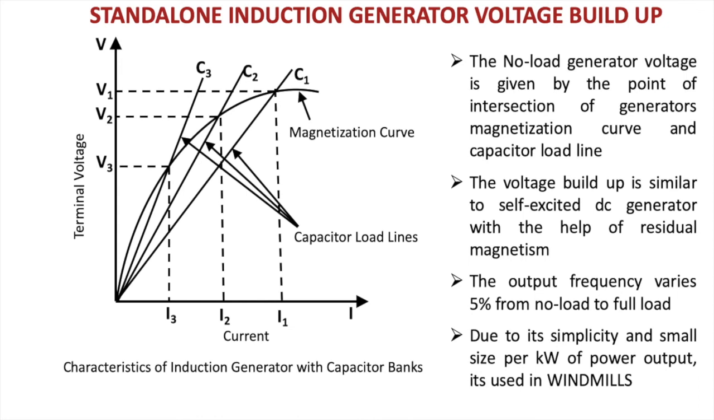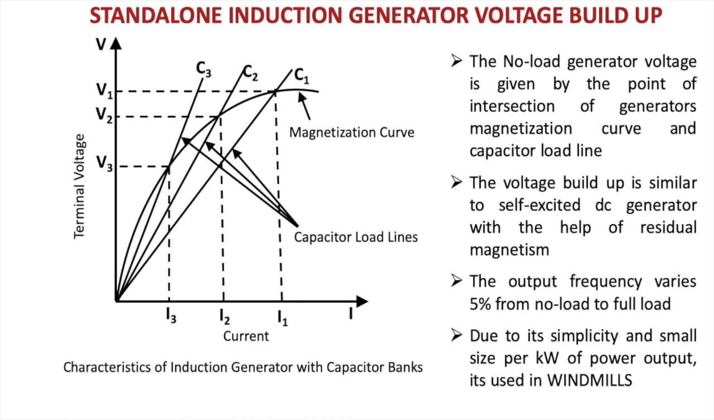Now the voltage buildup, if you see the graph over here, the graph shows that you have got the magnetization curve which is similar to the DC generator, and different capacitor values have been connected over here as C1, C2, C3. Like you can have different capacitor banks connected in parallel so that you get different values of the capacitance, and where it intersects the magnetization curve, that is the actual voltage buildup of the given generator.